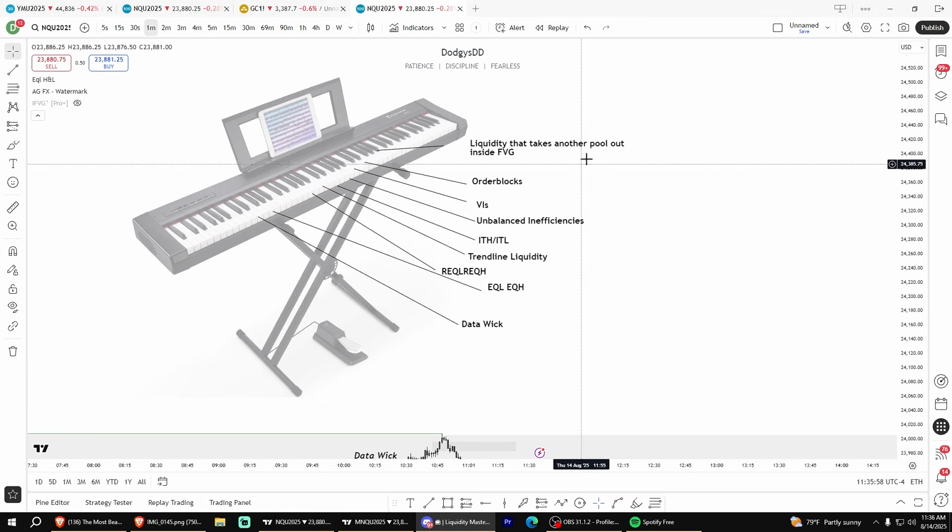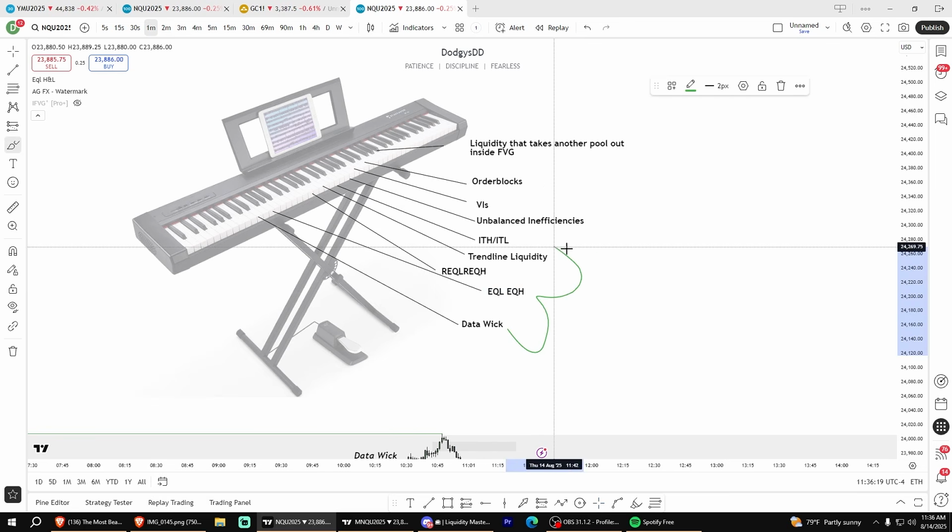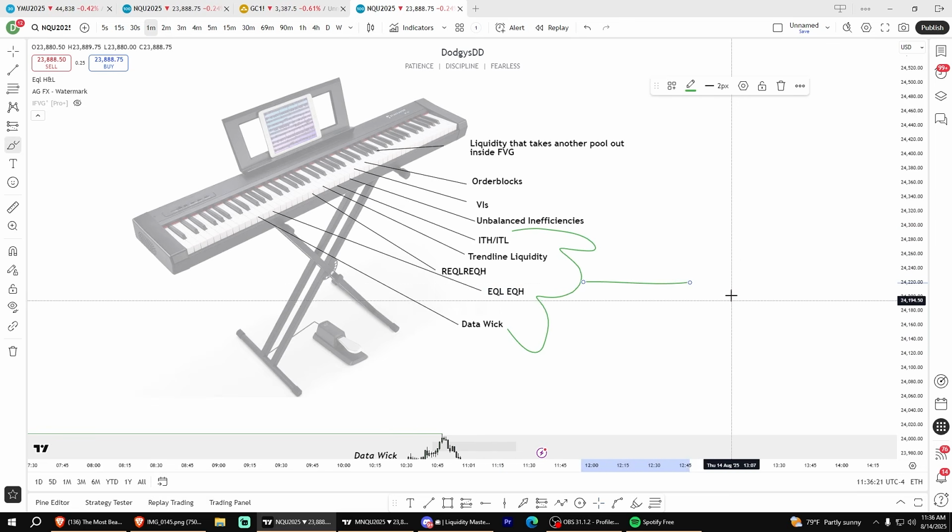But using every single one of these by itself is going to be very low probability. Using this by itself, low probability. You need to combine 3, 4 of these, and then that's where you get a trade, and that's where you get high probability. You can't just use one.